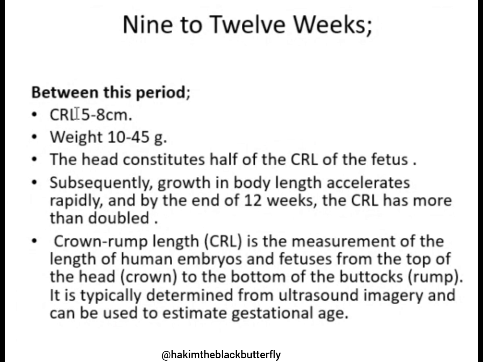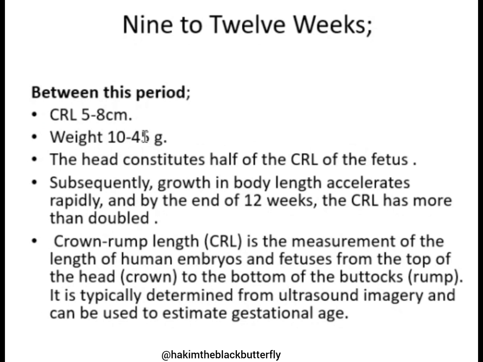And at a certain stage, there is a certain length or weight which is expected as an indicator of normal growth. So between week 9 up to week 12, we are seeing the crown rump length between 5 to 8 centimeters and the weight on average between 10 to 45 grams. So we are going to go on observing these parameters because they're going to increase.